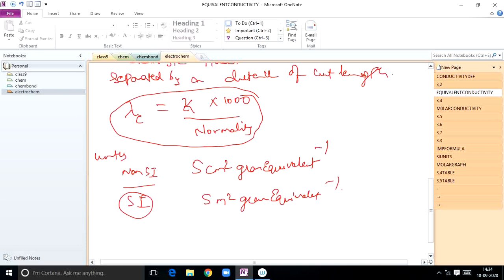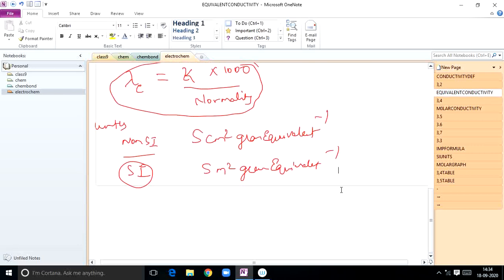Here also you can bring out one relation. 1 Siemens meter square equivalent inverse is equal to 10 power 4 Siemens centimeter square equivalent inverse. That is the relation, students. Very important relation. Right? This is about equivalent conductance. Next.